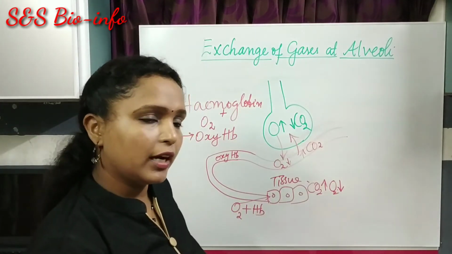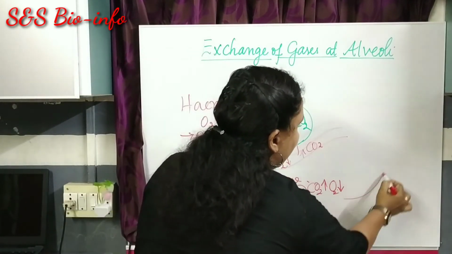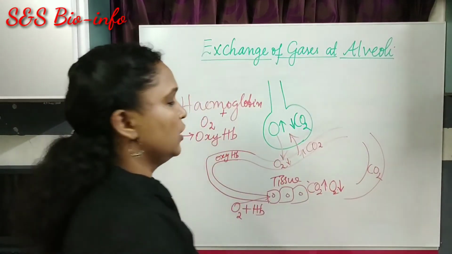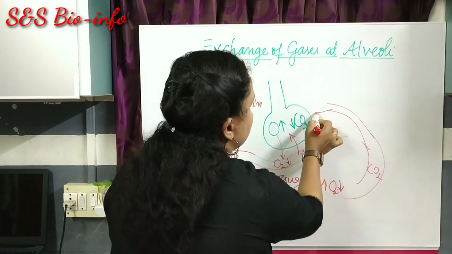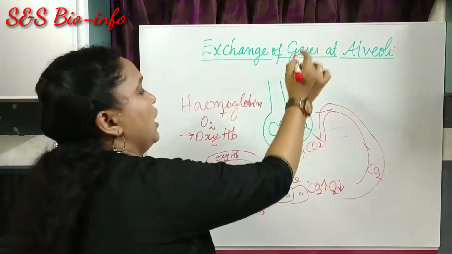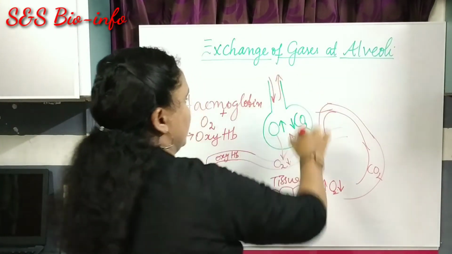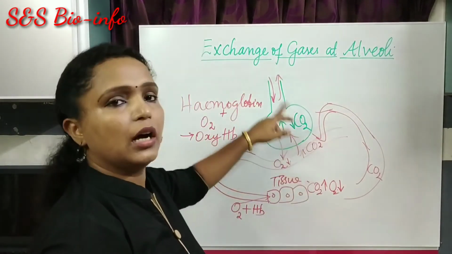At the same time, what happens? The carbon dioxide will be eliminated out. This carbon dioxide again goes to the lungs, and what happens? It is expelled through the alveoli. So here air in, then air out. See, the carbon dioxide is expelled out from the alveoli.